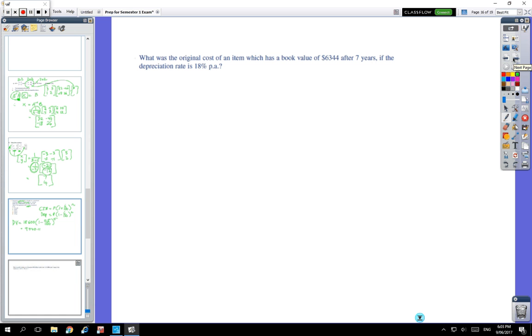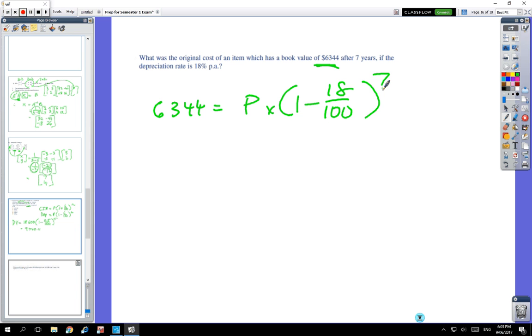Okay, so we've got what's the original price of an item which has a book value of that after 6 years if the depreciation rate is 18.5% per annum. So this is quite difficult. So what we've got is the value, the original cost is 6,300. No. Oh, that's the final price. So we've got $6,344 equals what it started with, multiplied by 1 minus 18 over 100 to the power of 7.